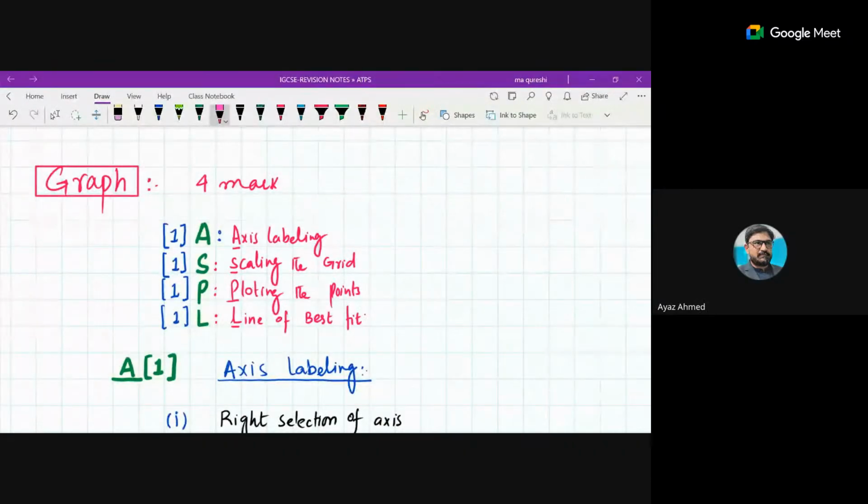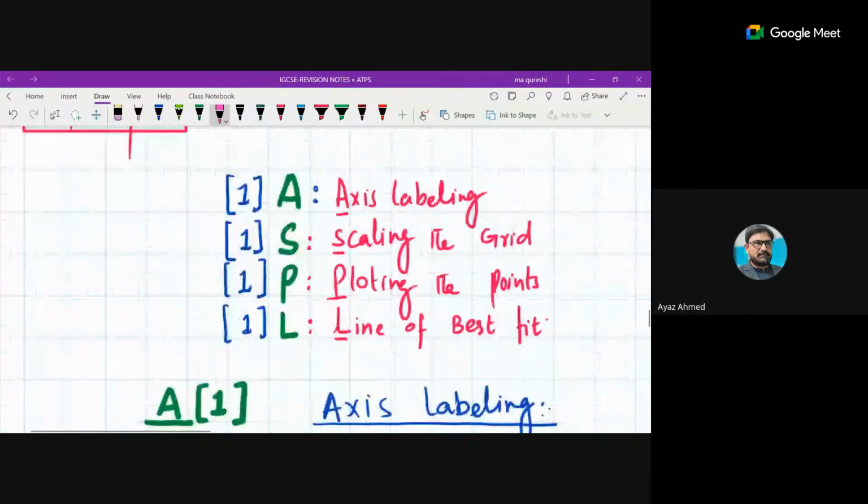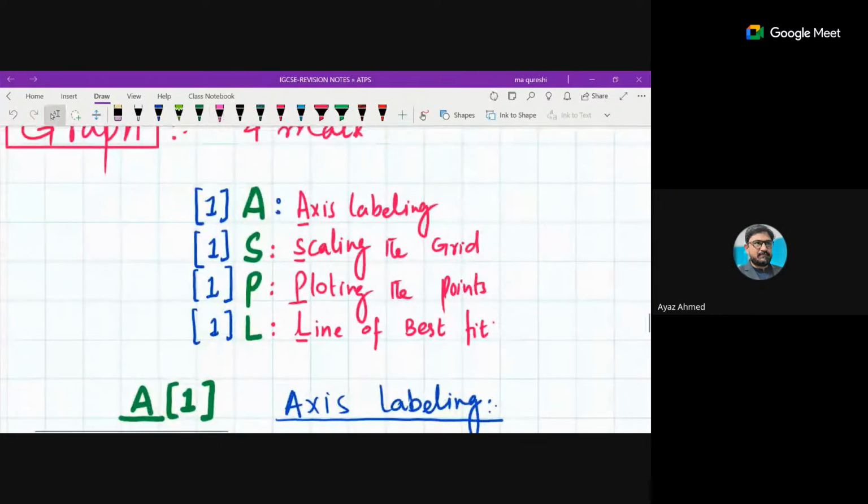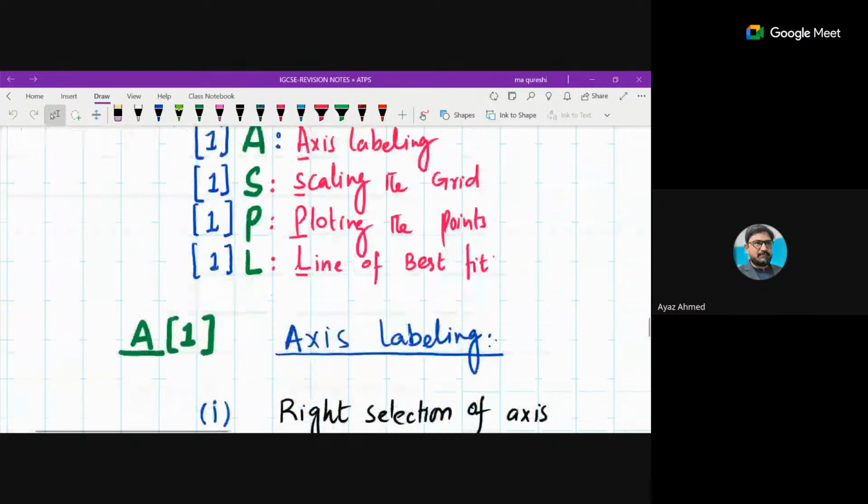We were here. Okay, look, I told you about the graph. The graph has 4 marks, and those 4 marks are very important and they are scoreable. It's not a big deal. The scoring in the graph is the ASPL rule: axis must be properly labeled, scaling must be proper on the grid, then plotting of the points should be there, and line of best fit should be drawn.